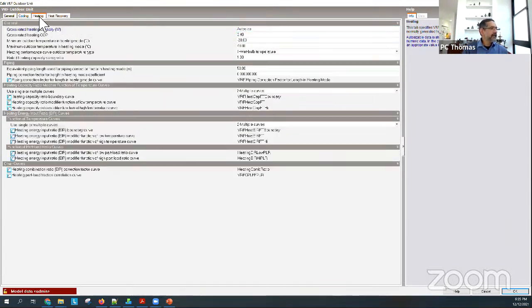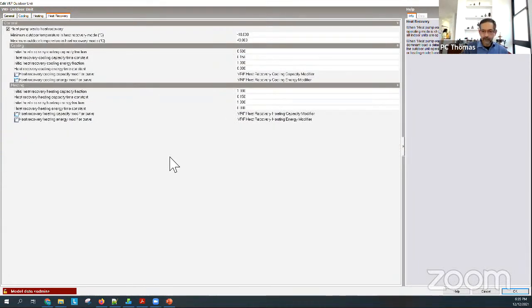So because it's a heat pump, there is a heating cycle to it. And then this heat recovery is when it is doing this. I told you that some of these systems can do simultaneous heating and cooling. Okay. So this system can do that.